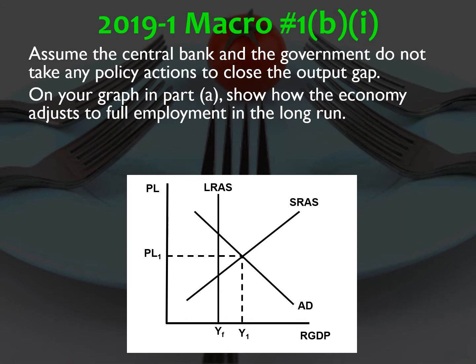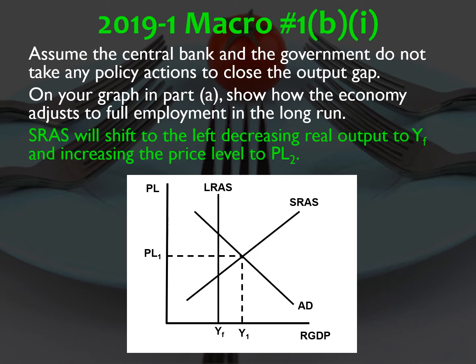Part B1, assume the central bank and the government do not take any policy actions to close the output gap. On your graph in Part A, show how the economy adjusts to full employment in the long run. So you've seen this many times before. When there is an absence of government action, SRAS is always going to shift in the direction to restore full employment. So in this case, SRAS will shift to the left, decreasing real output to YF and increasing the price level to PL2. So that's how the economy adjusts to full employment in the long run.